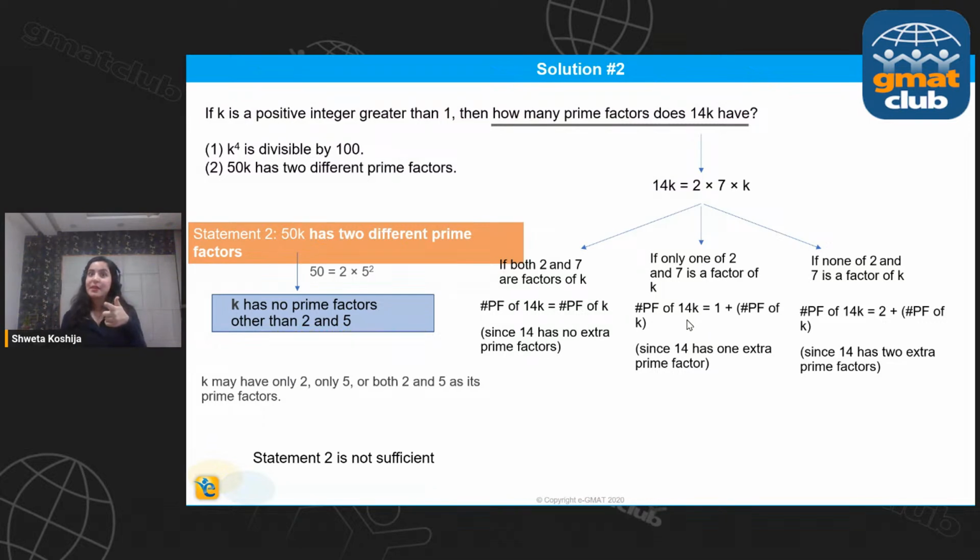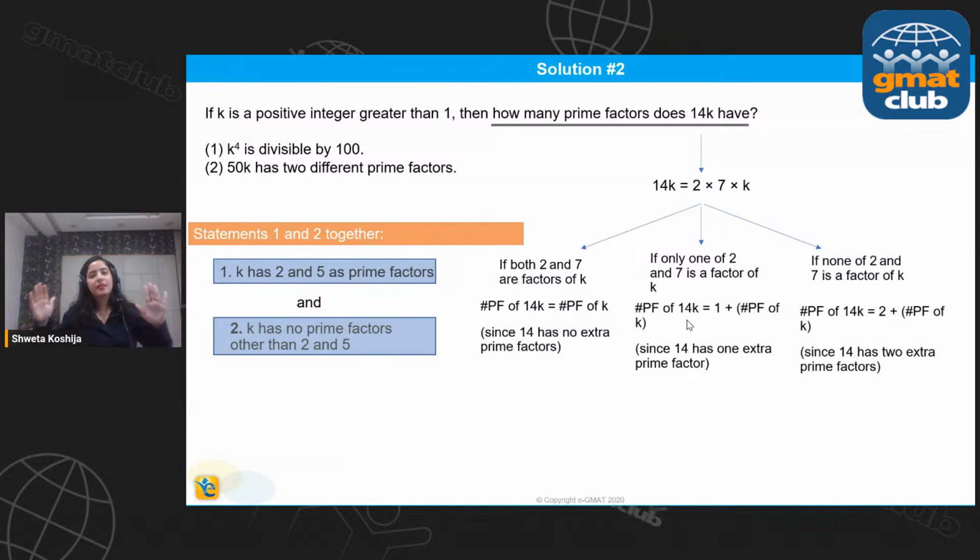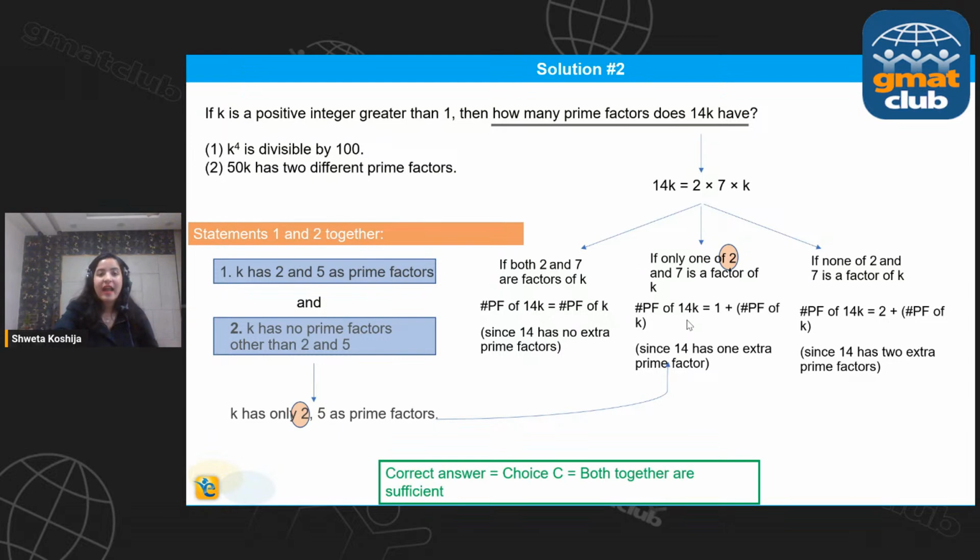Now, this really calls for some interaction. Everybody who marked choice B, give me your reasoning and tell me the step that you faltered at. While you do that, I'm going to help us all tie these things together. Statement 1 gave you that K has 2 and 5. Statement 2 says it has nothing other than 2 and 5. Together, these two things guaranteed that K only has 2 and 5 both. There is no 7. That guarantees you're in the middle case that we saw, and therefore you get the number of prime factors as 1 plus those for K. So C is the correct answer.